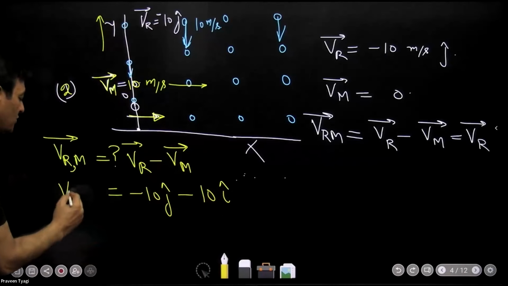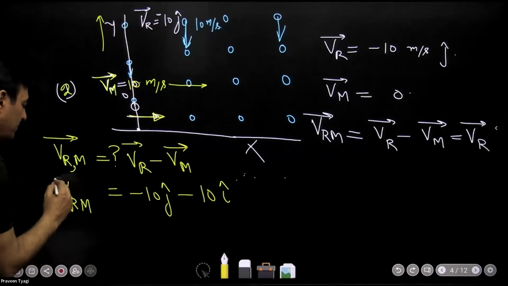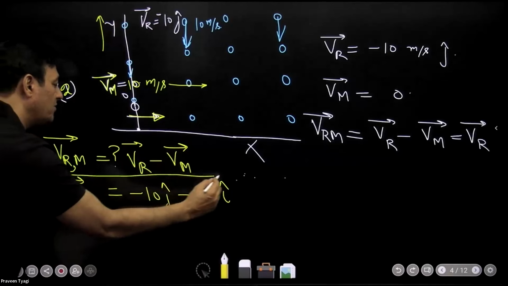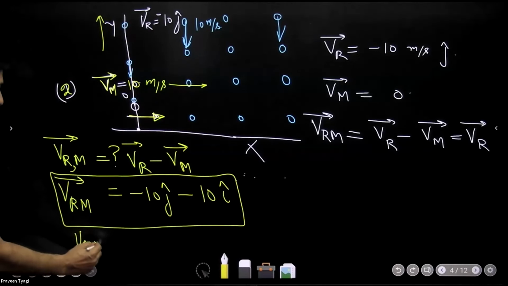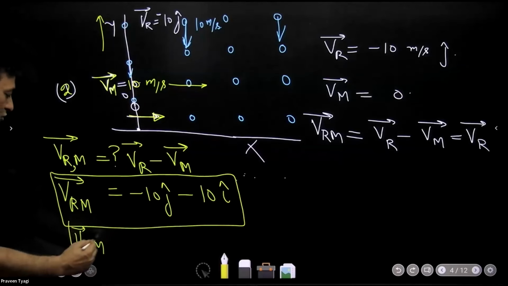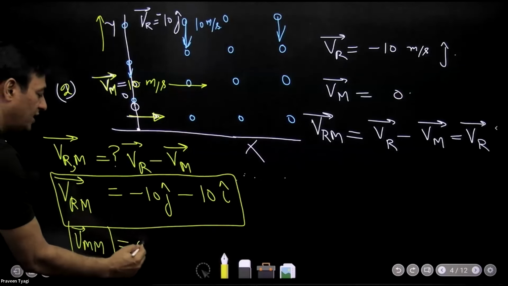Now, this is velocity of raindrops as observed by the man. Can anyone tell me one more thing at the same time? What is the velocity of man as observed by man? Quick. He will feel he's at rest.